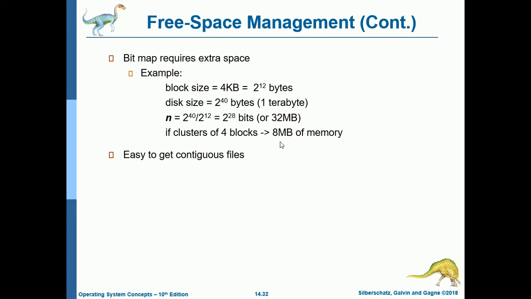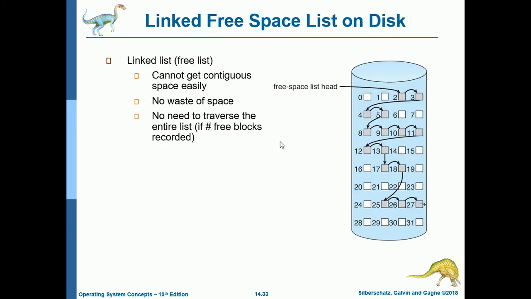So for bitmap, it is easy to get contiguous files. Then we have a linked free space list on disk. So it can also be done by using a linked list. Of course, with these free lists we cannot get contiguous space easily. As I've said, a file is sometimes stored in contiguous fashion, but sometimes it is scattered around the disk.